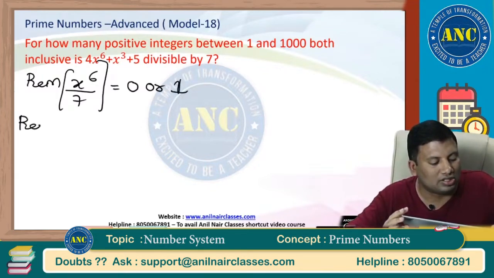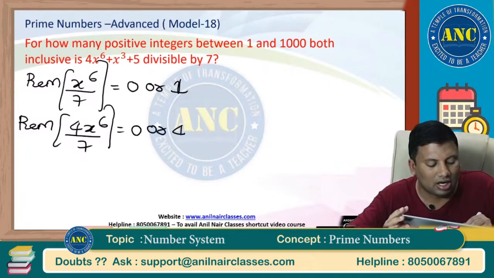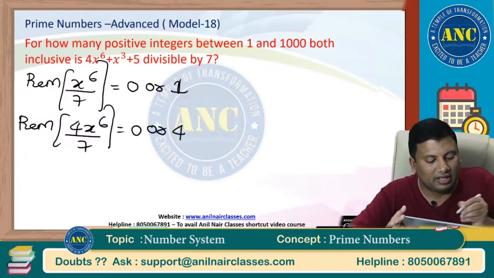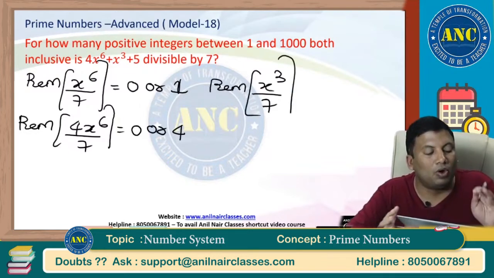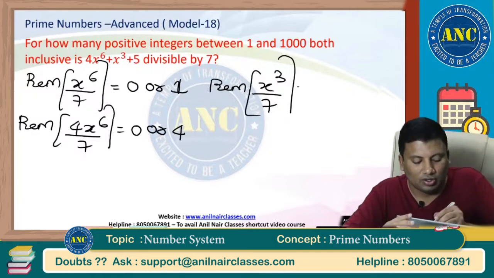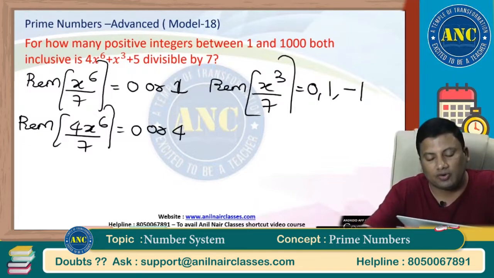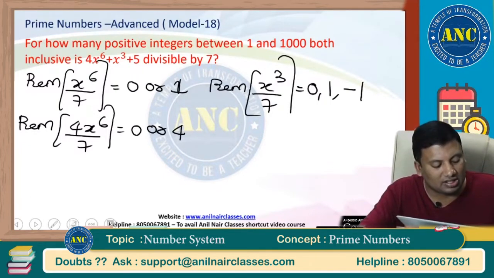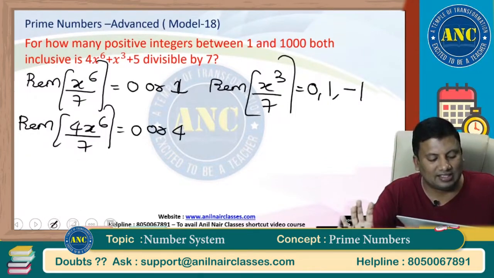But the question is 4x power 6. 4x power 6 divided by 7 is 0 or 4 ones, which is 4. Now x cube whole square is x power 6. So x cube divided by 7 can be 0, 1 or minus 1. Think logically: if x cube is minus 1 and you square it, it becomes x power 6. Minus 1 square is nothing but plus 1. I hope the idea is clear.